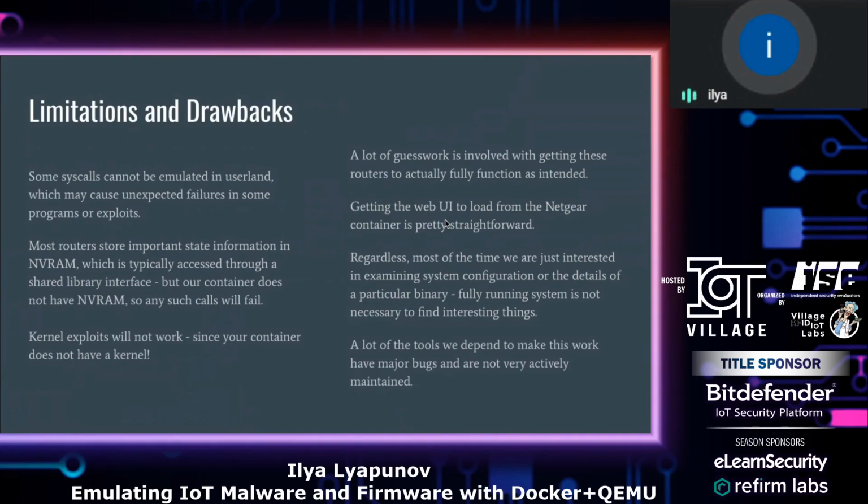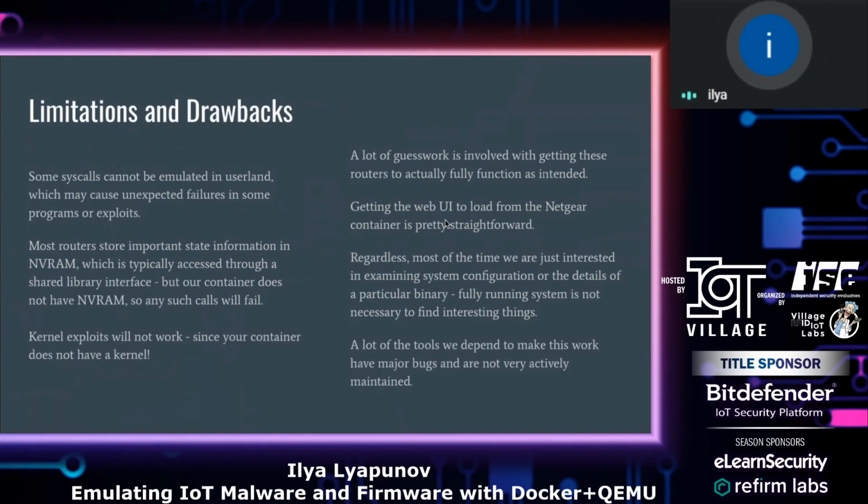Another major sticking point is that a lot of these routers and IoT devices store important state information in their NVRAM. This is typically accessed through a shared library interface, but the container doesn't have NVRAM, and we haven't set up any kind of LD preload trick to make it think that it does. So any calls to read or write values to NVRAM are going to fail.